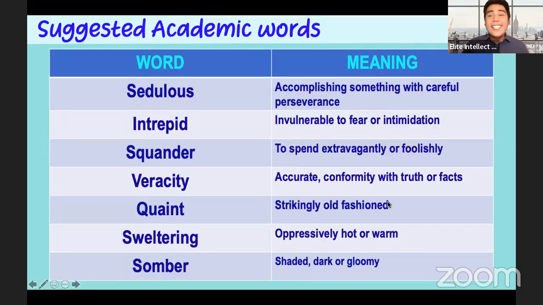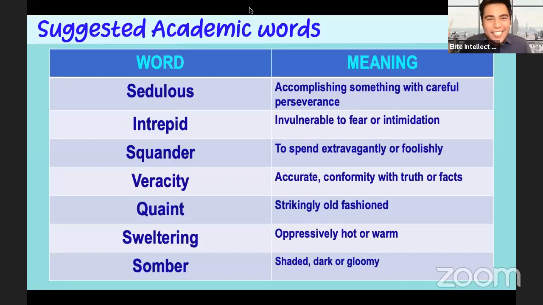What else? Sedulous. When you say sedulous, it's that you're accomplishing something with careful perseverance, okay? You are quite careful with doing it, okay? Let's say I was quite sedulous with my IELTS preparation. There you go. Right, what else?